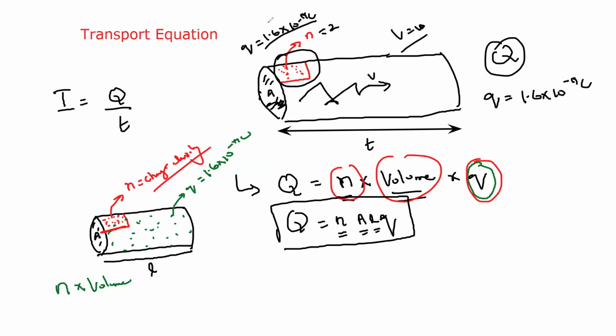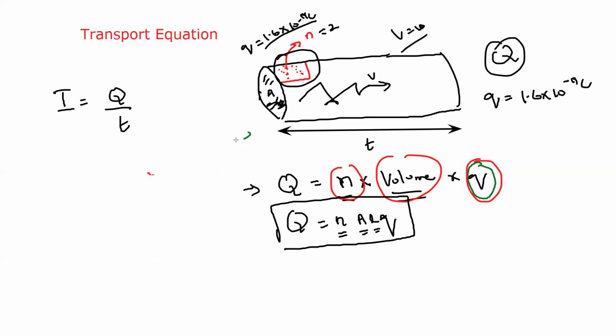Now, because of the transport equation, we want to derive a formula for the current. So, current is charge divided by time. What is the total charge? The total charge is the charge density times area times length times Q, the charge of one electron, divided by time. We just substitute the value for Q here.